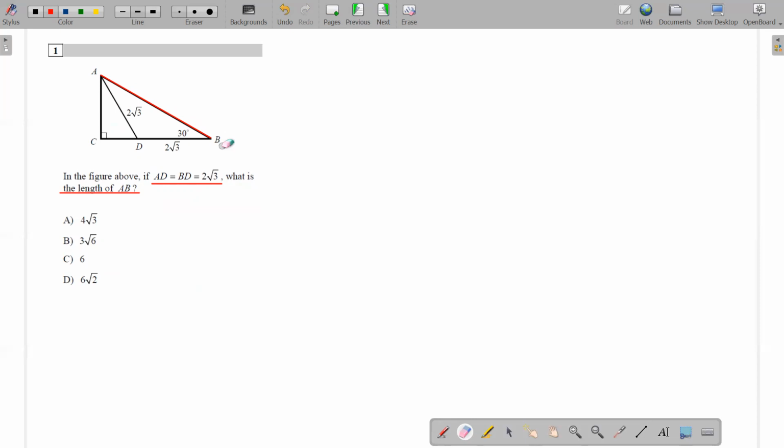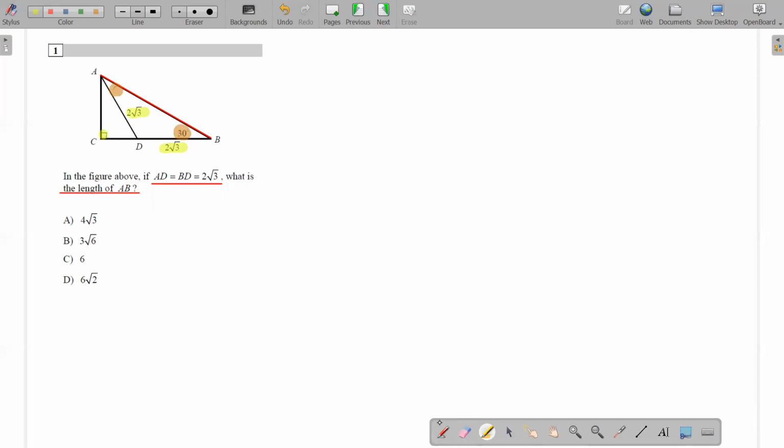So let's first analyze the figure, okay? Because this figure has many good things. The first thing is that we know that this side is equal to this side. And since these two sides are the same, that means that the triangle ADB is an isosceles triangle. And that means that since this side is equal to this side, this angle must be equal to this angle. Another piece of information that I know is that this angle is 90 degrees, right?